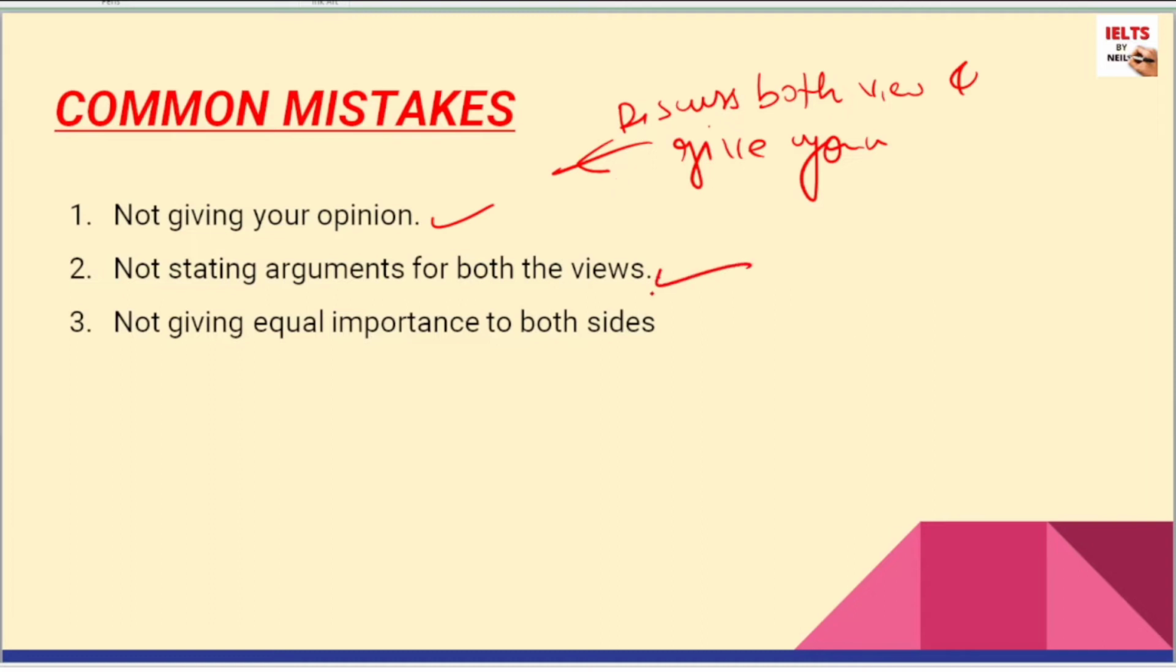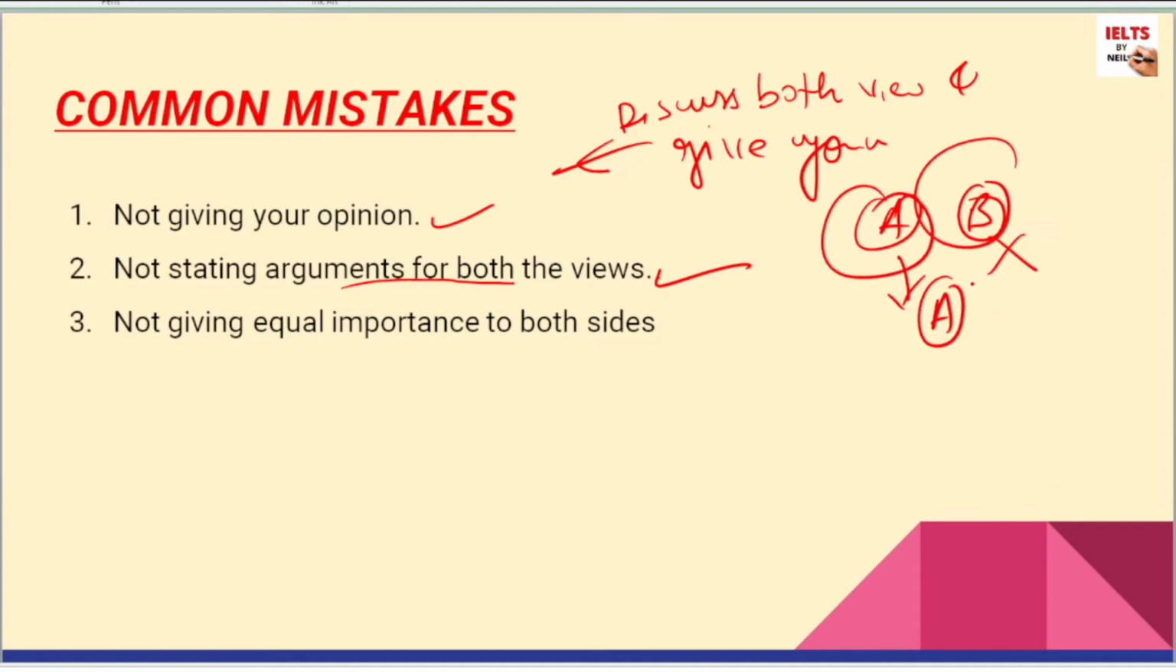Another very common mistake is not stating arguments for both the views. For example, two views are given, A and B, and if you only talk about A in the body paragraphs and ignore B, you will lose the score in task achievement, because you have not covered all the parts of the question. So whenever two views are given in a discussion essay, make sure you talk about both views as equally important. You have to give valid reasons for both the views and of course the examples.